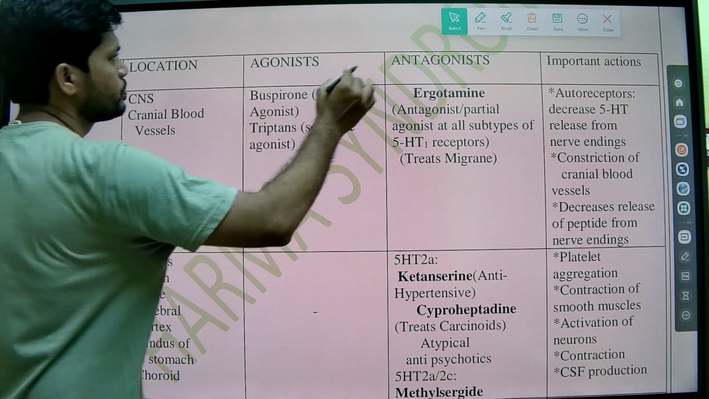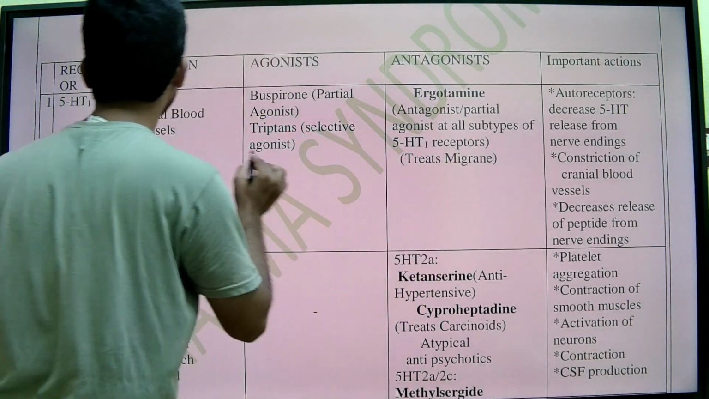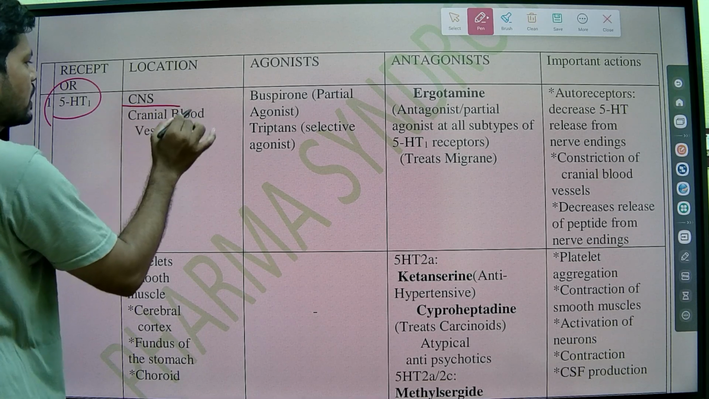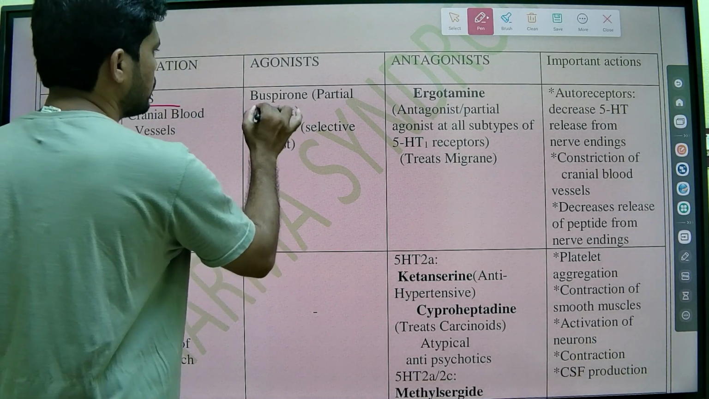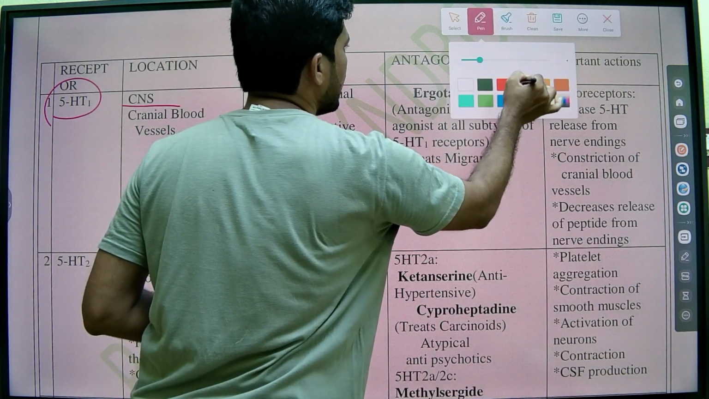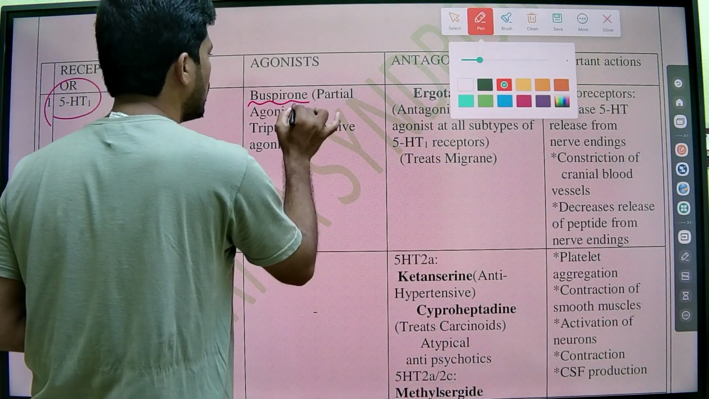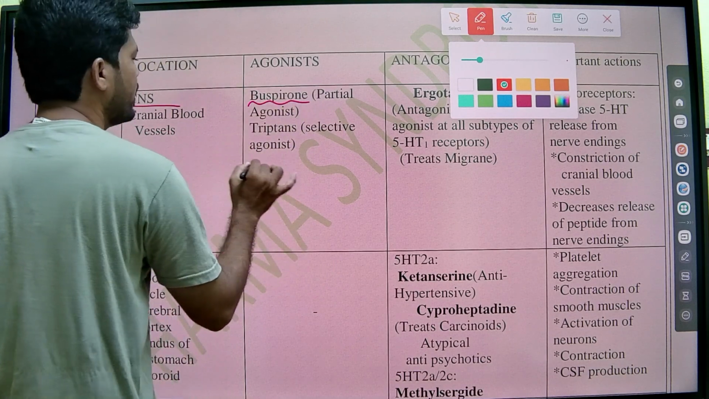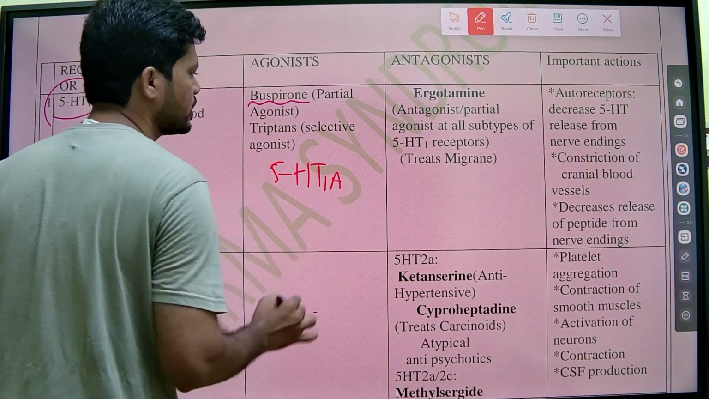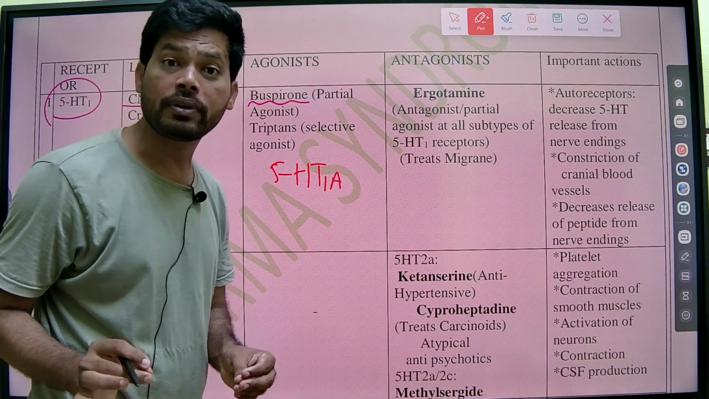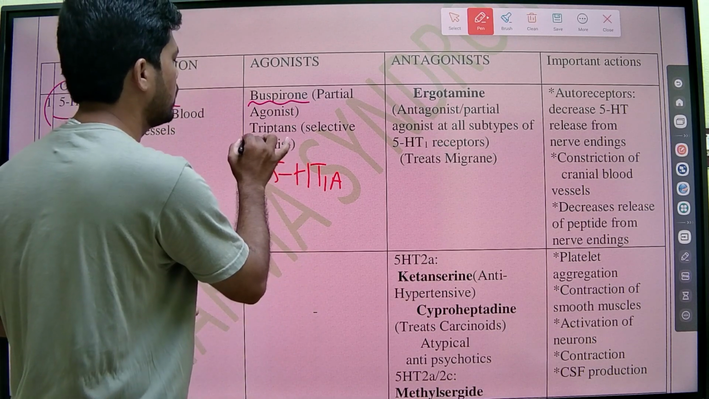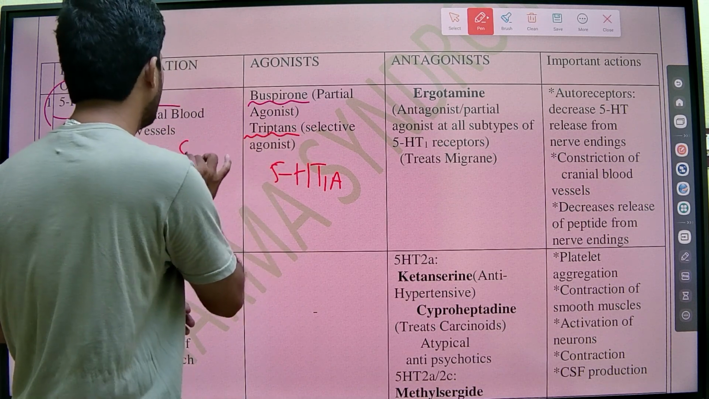First, serotonin type 1 receptor. Serotonin type 1 receptor is generally located in the central nervous system, and its agonist is buspirone. Buspirone is a partial agonist of the serotonin type 1 receptor and helps in the treatment of anxiety, used as an anxiolytic. And triptans, for example sumatriptan.